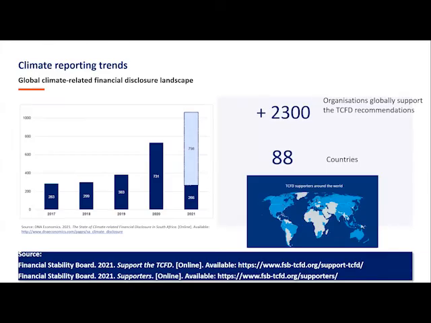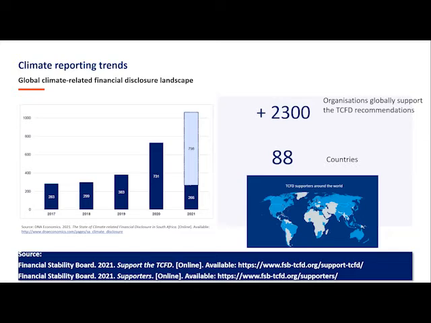All right, so the Financial Stability Board, which issued the TCFD framework, is certainly very pleased with the uptake of the TCFD framework in terms of organizations applying the recommendations. Internationally, one now has more than 2,300 organizations which are supporting the TCFD recommendations. Of those 2,300 organizations, they are based in more than 88 countries around the world. And this slide shows the uptake of reporting against the TCFD recommendations from 2017.